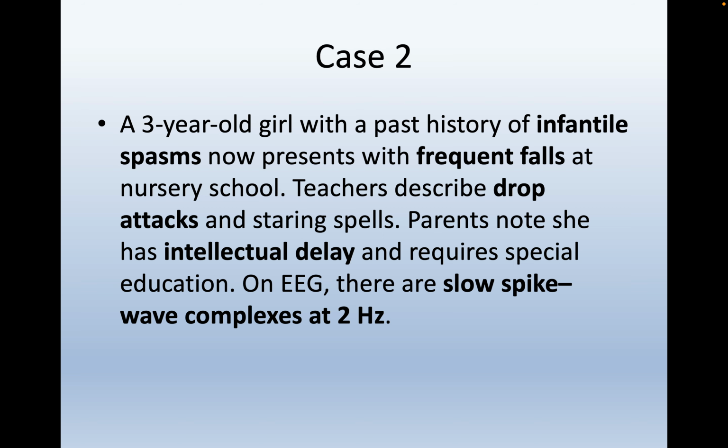Case number 2: a 3-year-old girl with a past history of infantile spasm now presents with frequent falls at nursery school. The teacher describes drop attacks and staring spells. Parents noted intellectual disability and that she required special education. On EEG, there is a slow spike-wave complex at 2 Hz. I will give you a few seconds just to put a possibility for this case.